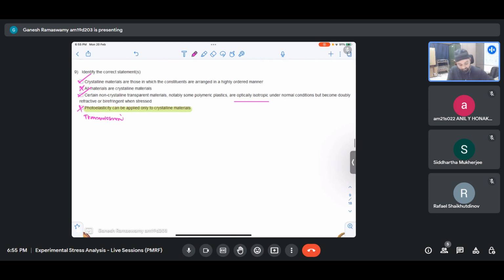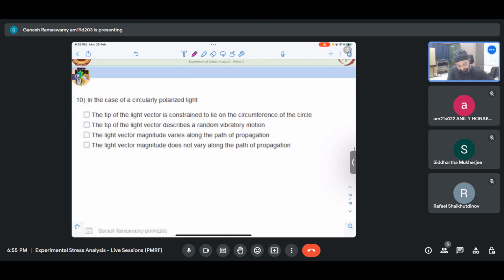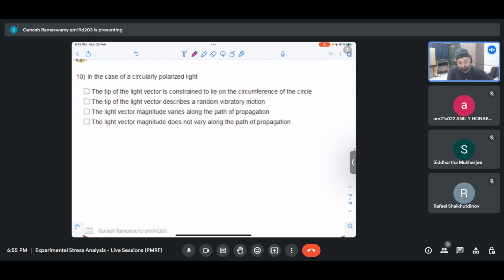Okay, on to the next question. In case of circularly polarized light, the tip of the light vector is constrained to lie on the circumference of a circle. Yes, this is why it is called circularly polarized light. The tip of the light described random vibratory motion. This is characteristic of unpolarized light.